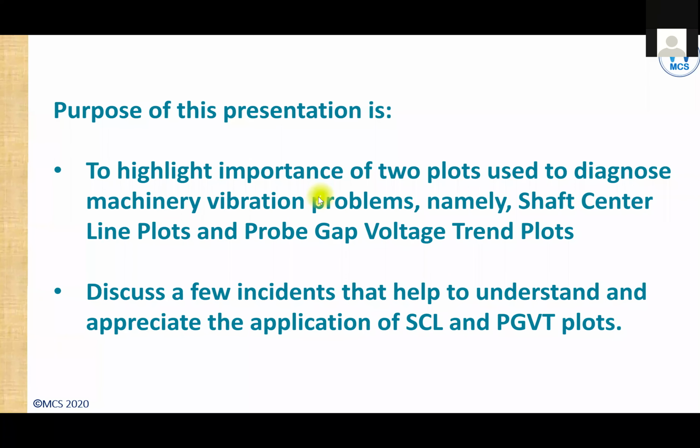But you should understand that while the analysis is being done, all the other plots, as I told you, the orbits, shaft plots, Bode plots, polar plots, all these types of plots have been considered in trying to get a complete understanding of the machine behavior.